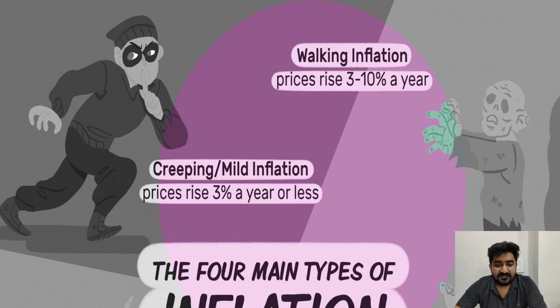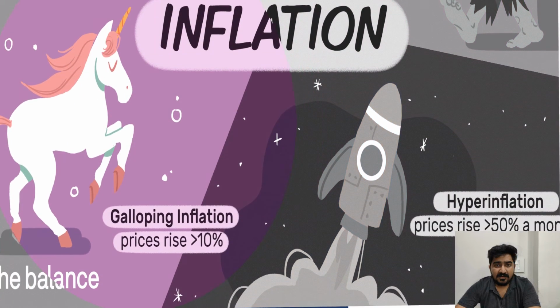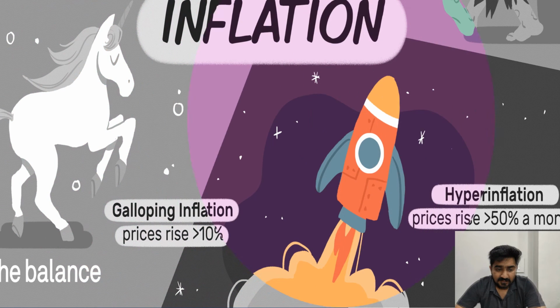Next, we have walking inflation, which is in the range of 3 to 10%. This form of inflation is healthy for the economy yet borderline because it erodes the monetary value of currency. Then we have double-digit inflation or galloping inflation. Galloping inflation is definitely detrimental for the economy. It leads to a rapid erosion in the currency value of the economy. Besides, it reduces the global standing of the economy.